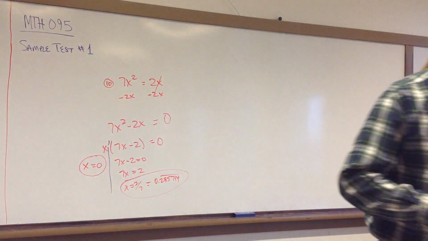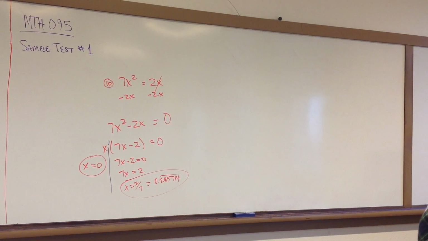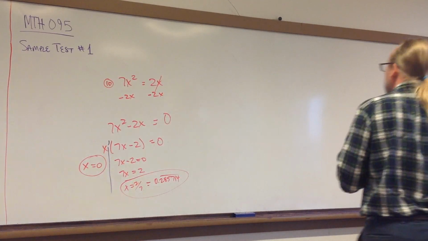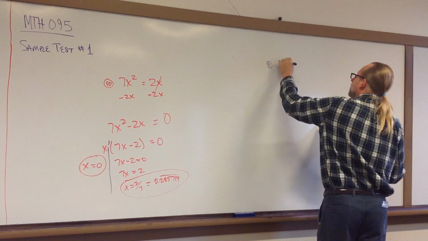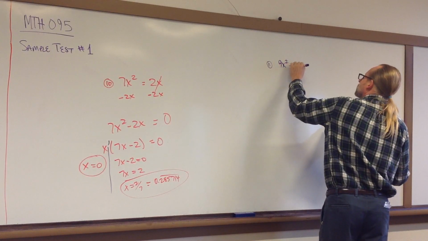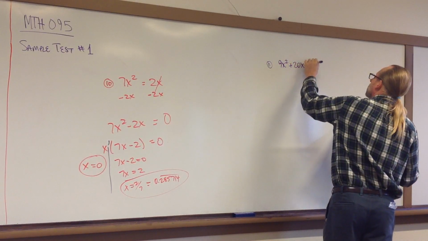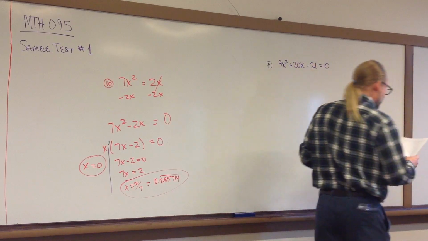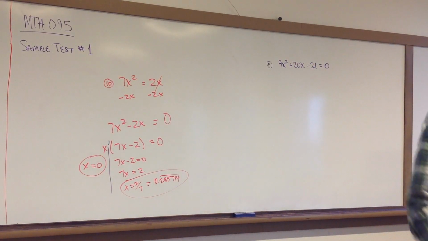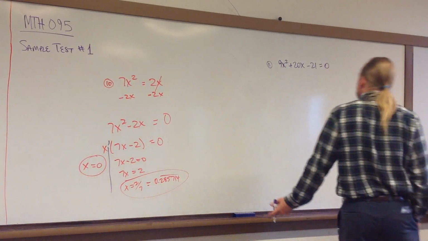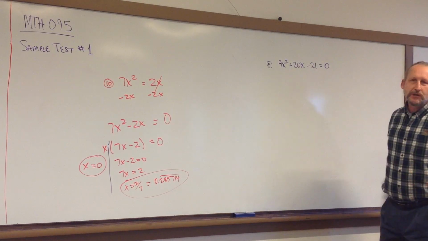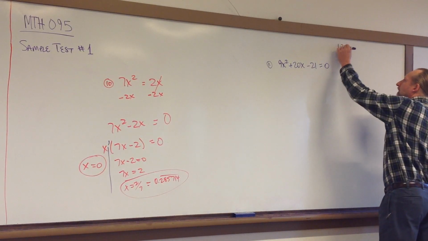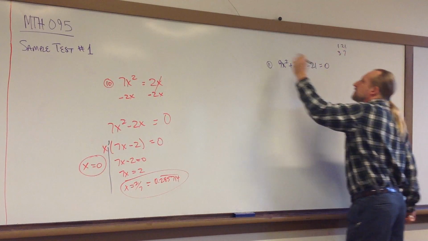All right, problem 11. Nine x squared plus 20x minus 21 equals 0. Okay, now this one's a little trickier than some of the other ones because the 9 is not prime and the 21 is not prime. We've got a fair number of things we have to try here.